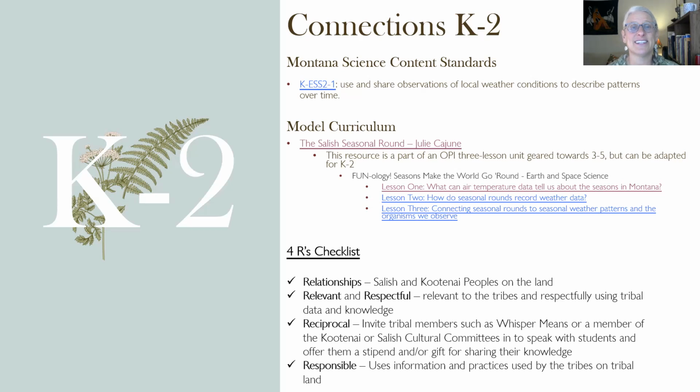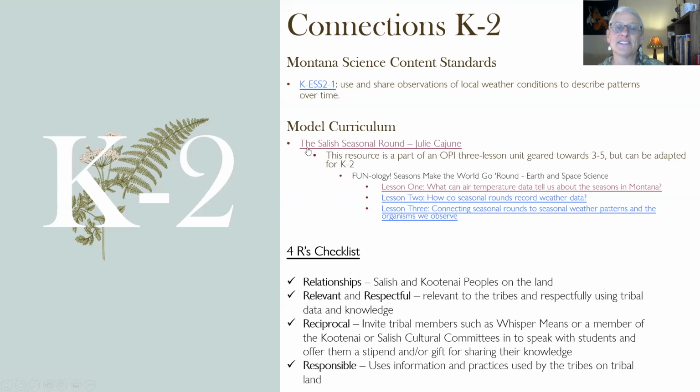K-ESS2-1, as you can see at the top, is hyperlinked to the Next Generation Science Standard page, which goes through all of the information you would need, including the cross-cutting concepts, the disciplinary core idea, and the science and engineering practices. That's where the Next Generation connection to the Montana Science Content Standards is. For the model curriculum, if you are looking at using and sharing observations of local weather conditions to describe changes over time, seasons over time, I would recommend going to some of these lessons that we have.